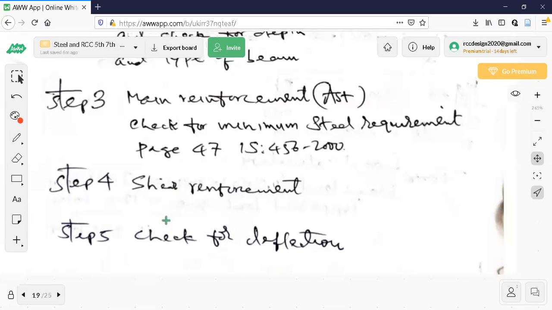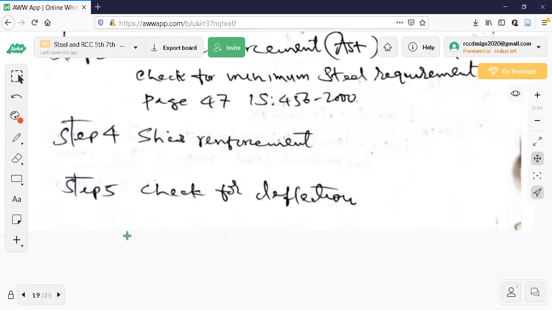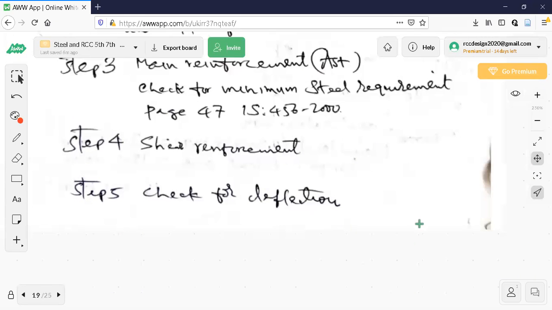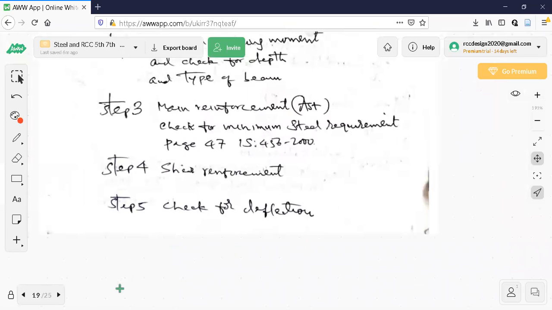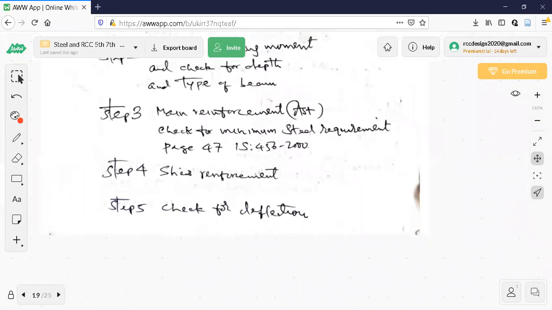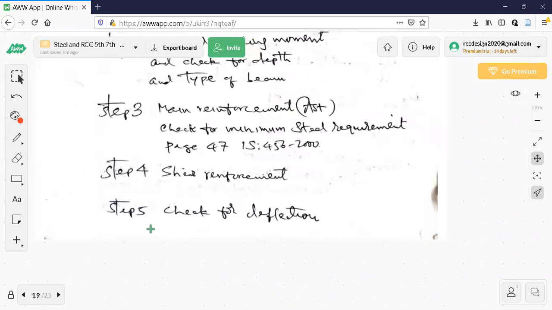Then shear reinforcement. The diameter of the two-legged stirrups and their spacing has to be given. Then check for deflection. Finally, one more step is you have to draw the sketch. A freehand sketch should be drawn, the longitudinal section as well as the cross section. So these are the steps in the design. Usually you can say 6 steps or 5 steps, followed by the cross section and longitudinal sections. You have to draw it freehand.